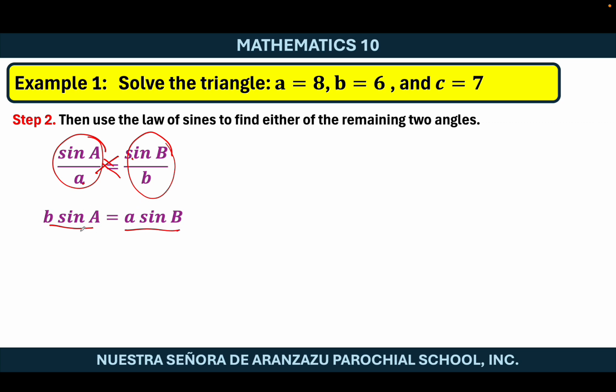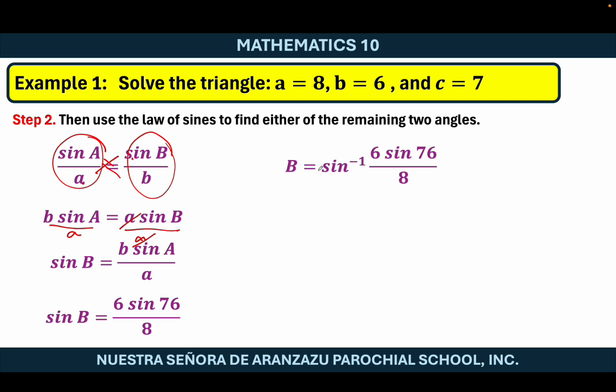Then, hinahanap natin is B, so divide both sides by A. Makakancel yan. Your sine B is equal to B sine A over A. Since gusto natin, on the left side, B na lang ang matira, kunin na natin agad yung inverse function niya, inverse sine. So, ang inverse ni sine is sine of negative 1. Then, saka tayo mag-substitute ng ating given. Just input this on your calculator: shift sine, 6 sine 76 over 8. And that will give us 46.7 or 47.